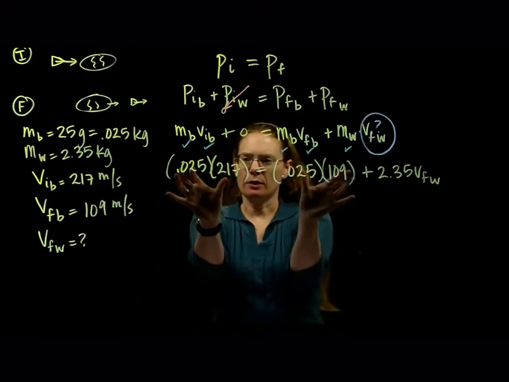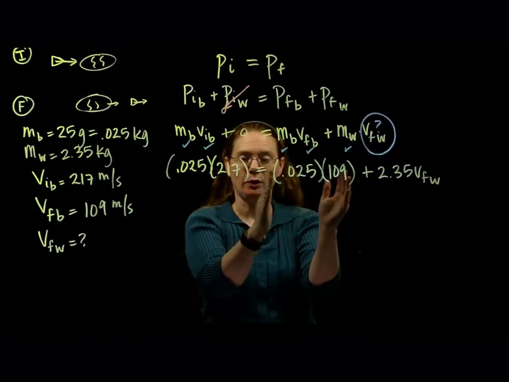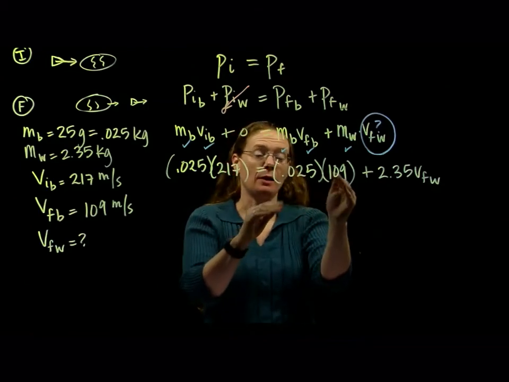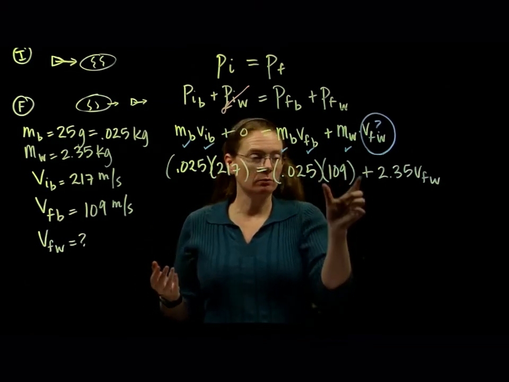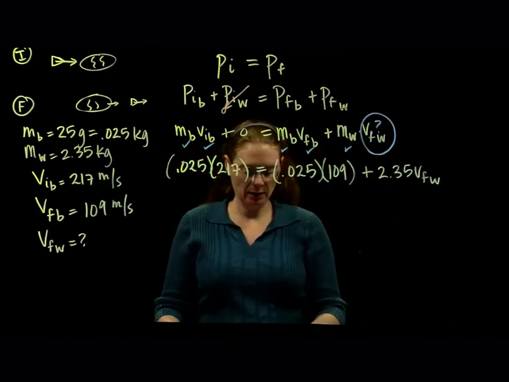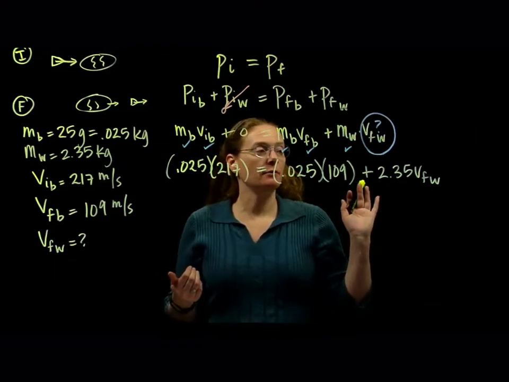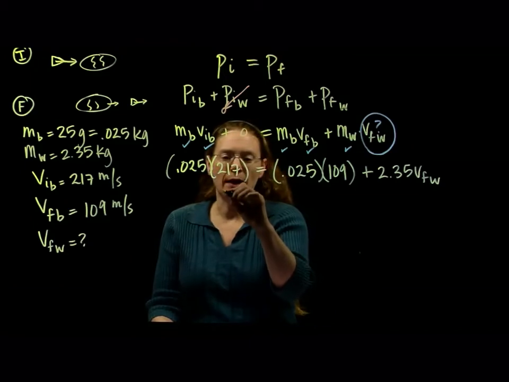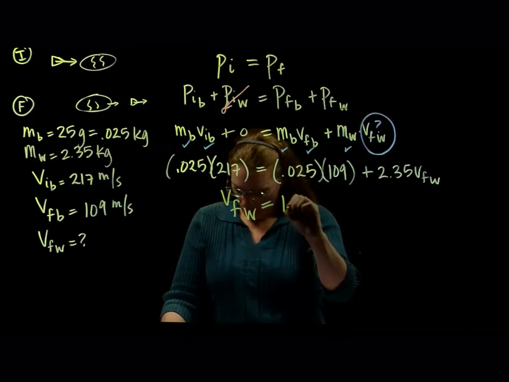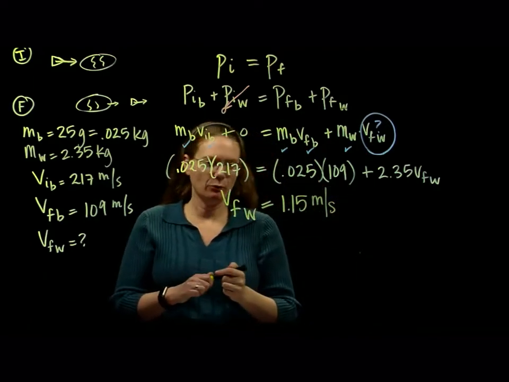If you just take a look at this, this is the initial momentum of the bullet. This is the final momentum of the bullet. It dropped. We went from this times 217 to this times 109. So where did that momentum go? It went into the watermelon. So whatever is the difference between these two is going to give us the momentum of the watermelon, and from there we can get the velocity of the watermelon. So if you do that, you get a final velocity of the watermelon of 1.15 meters per second.